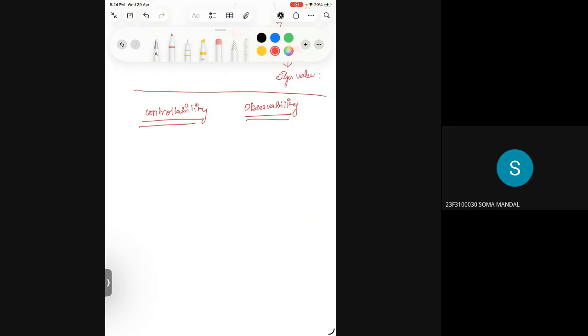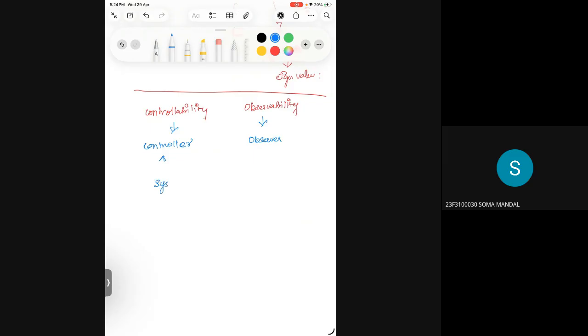So observability comes in a way that helps us define... I'm trying to make it simple. Let me know if you didn't understand this. Controllability helps us to design a controller. Observability helps us to design an observer. Okay, so the controller we know.